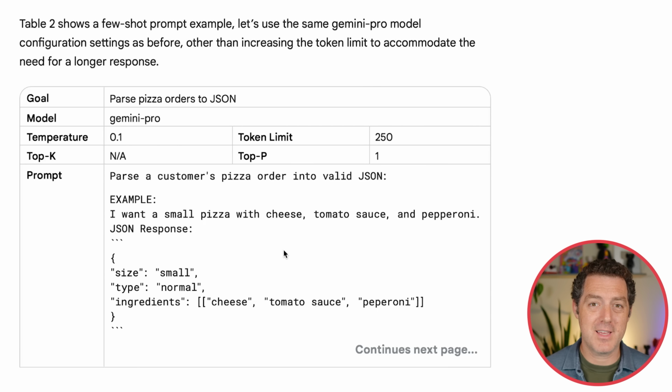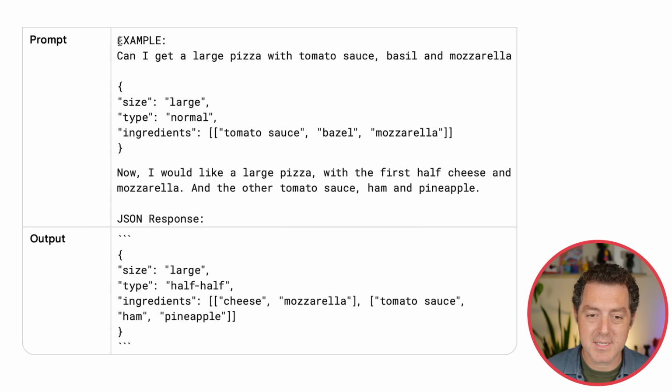And the problem with that is if we do this 1,000 times with 1,000 different orders, we might get different JSON object structures. But if we provide an example like here, we want size, type, and ingredients, and within ingredients, we want an array of ingredients, then the model is going to be much more likely to use this exact structure. And here's a continuation of that same prompt.